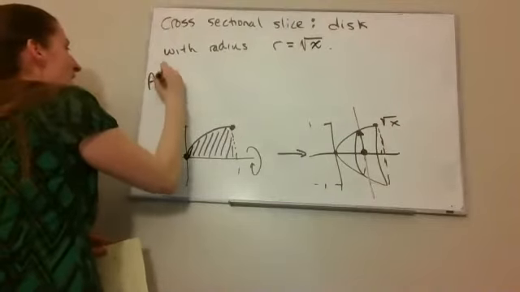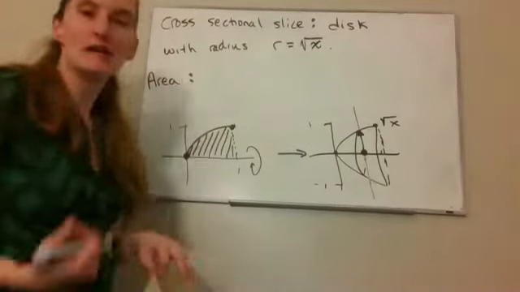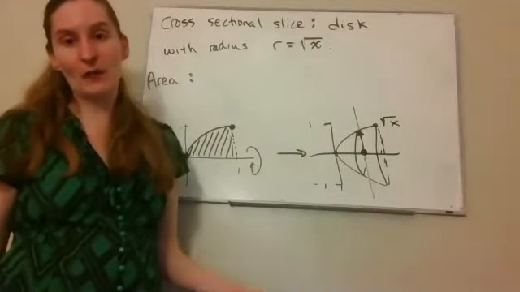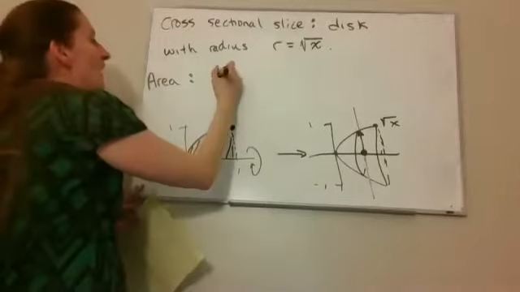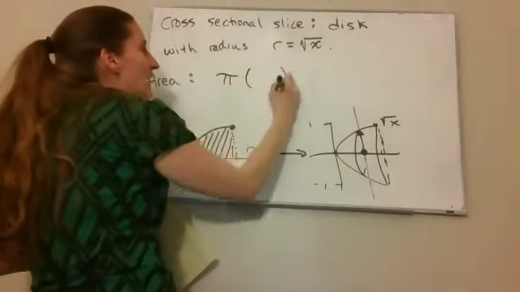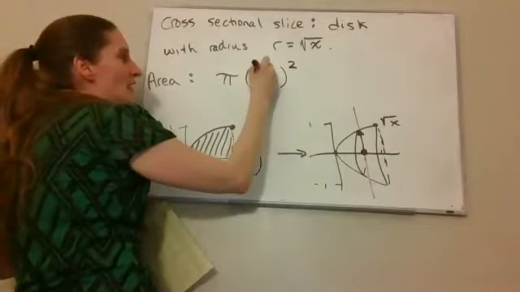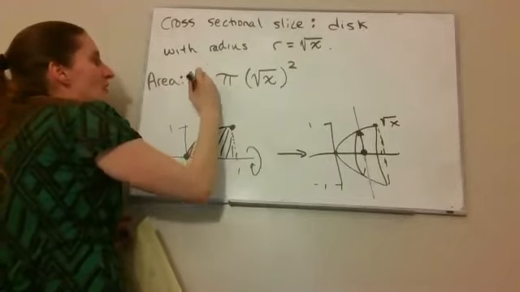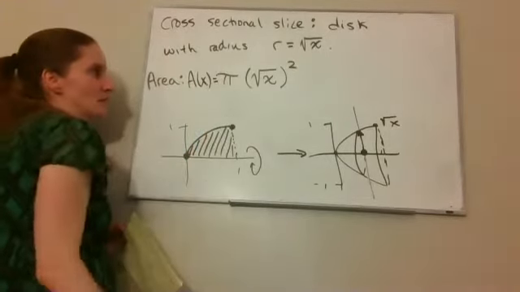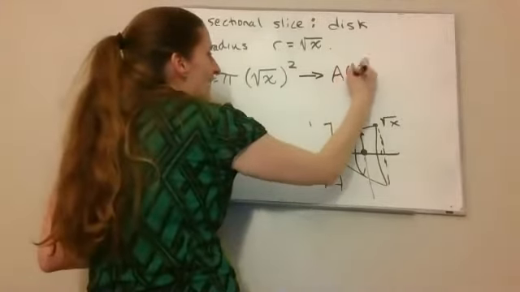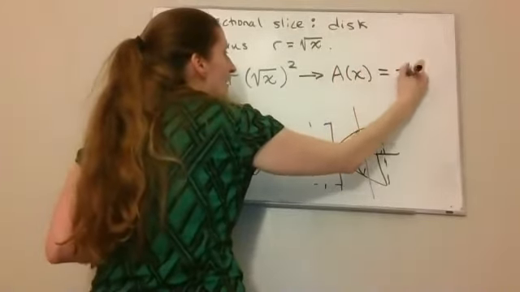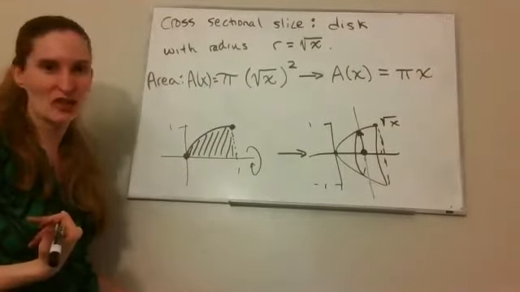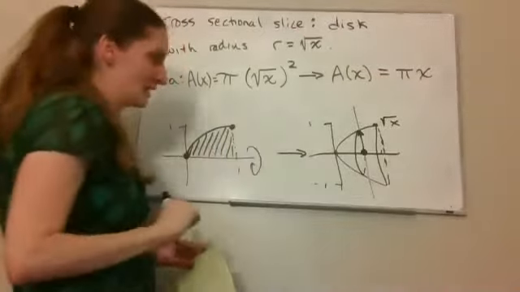So now we need to find the area of that cross-sectional slice. Well, the area of a disc, that's just the area of a circle, pi r squared. So I have pi times my radius squared. And my radius was that square root of x. This is my area function. If I simplify this, I get A of x is equal to pi times x, because that square root and the squared are going to undo each other. So this is what we get to integrate.